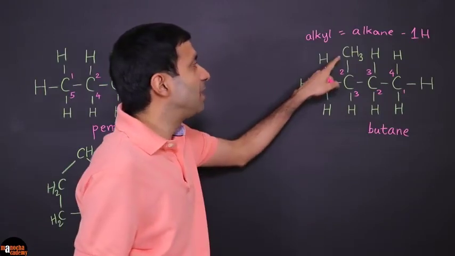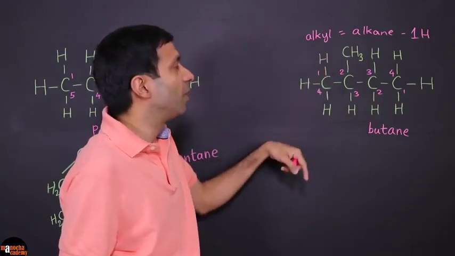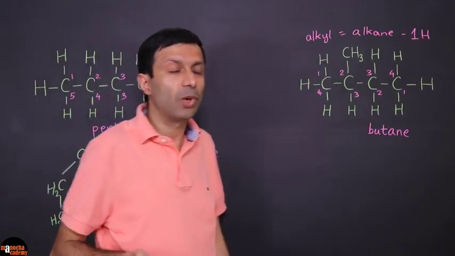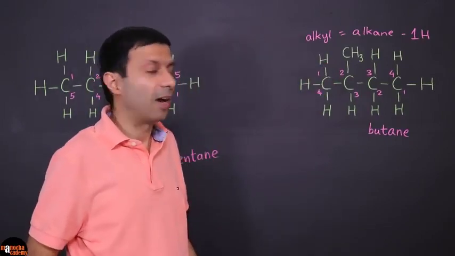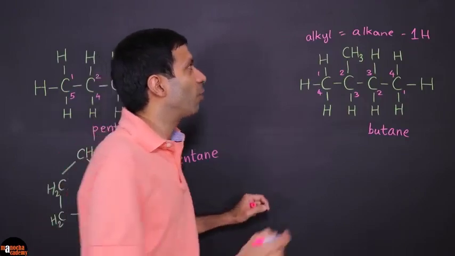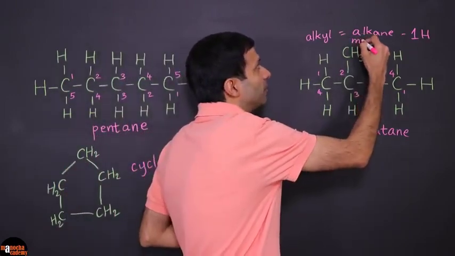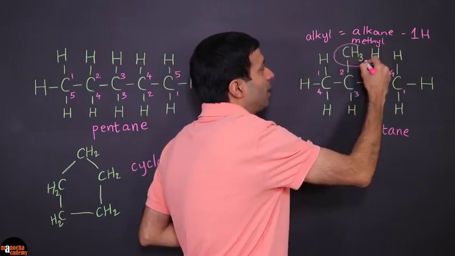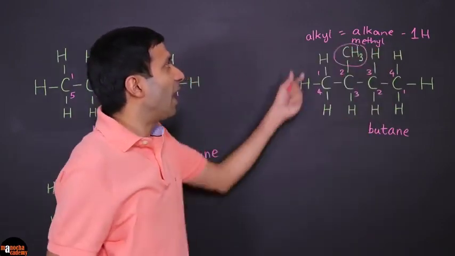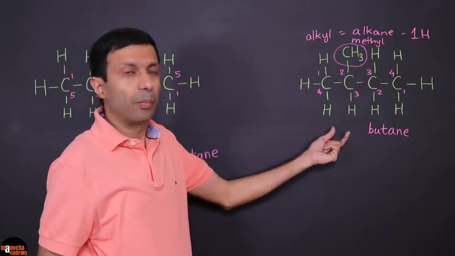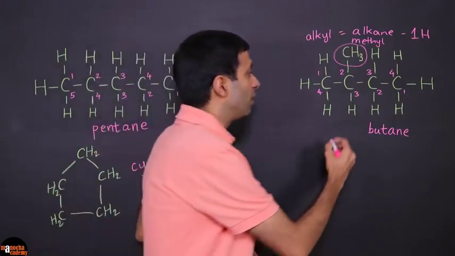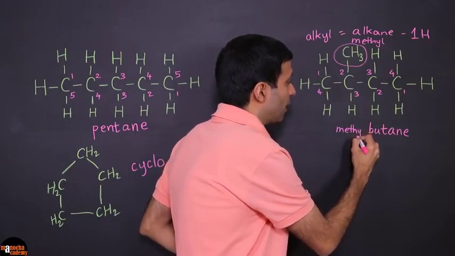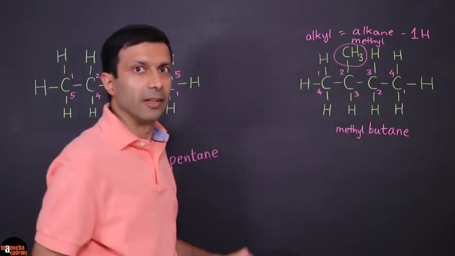So if this had been CH4, but we've removed a hydrogen, so we have CH3. If it was CH4, the name would have been methane, 1 carbon atom, right? But this will now be called methyl, because it's an alkyl. And the alkyl name comes in the prefix, so you have to put it over here in the beginning of this name. So we have basically a methyl butane here.